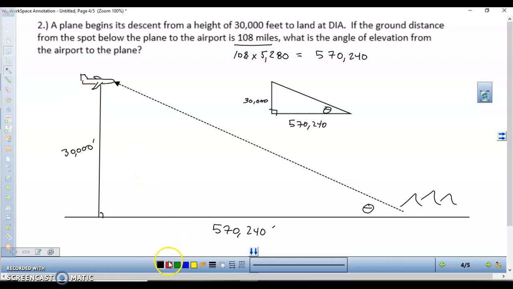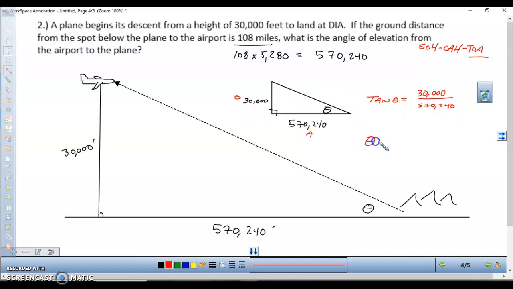So relative to that angle, this is opposite. This is the adjacent leg. I'm not dealing with the hypotenuse at all. So again, this is a tangent problem. So we'll set it up now and say the tangent of theta is equal to 30,000, the opposite, divided by 570,240. And again, I knew to use tangent because I'm still just thinking about SOHCAHTOA. All right, and so I had opposite and adjacent, so there's my tangent.